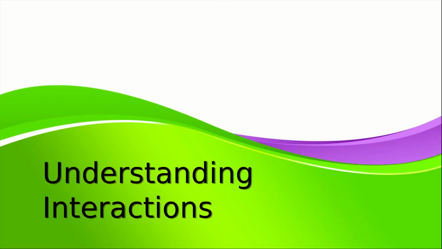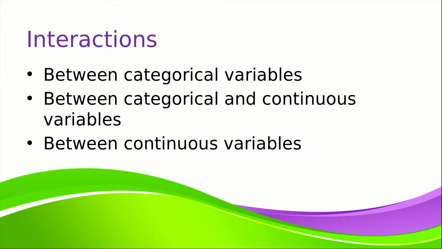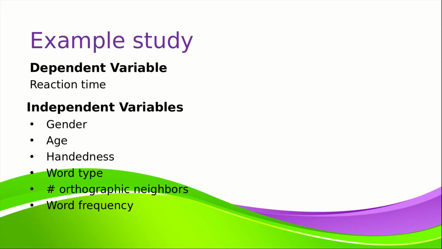Today's episode, I want to talk about understanding interactions between variables. Now, the interactions can come in several different types. There can be interactions between two categorical variables, or between a categorical and a continuous variable, or between continuous variables, and each of these need to be looked at in a different way.